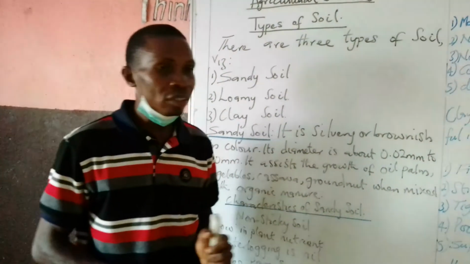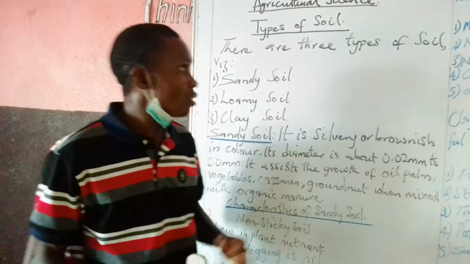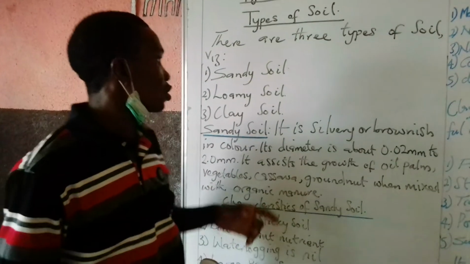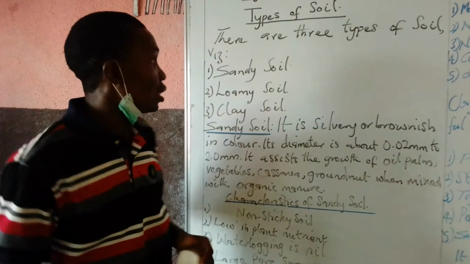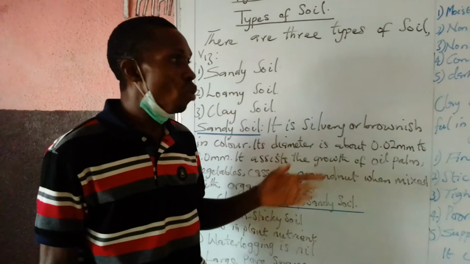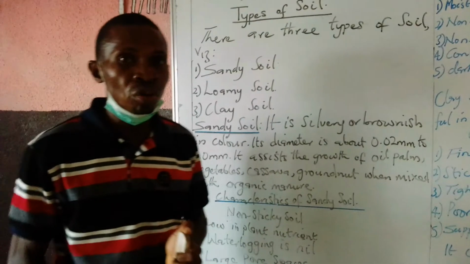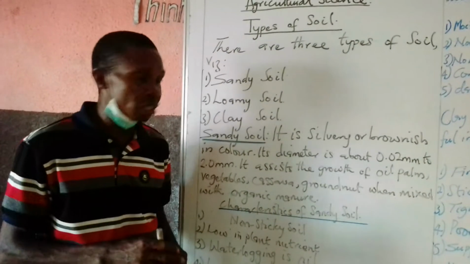You may quickly want to ask, but I thought there's another type of soil. Yes, we have another type of soil called seed soil. But this seed soil is a derivation from the sandy soil and the loamy soil. They are more or less soil that is gotten from these other existing soils. Now, we take them one after the other.